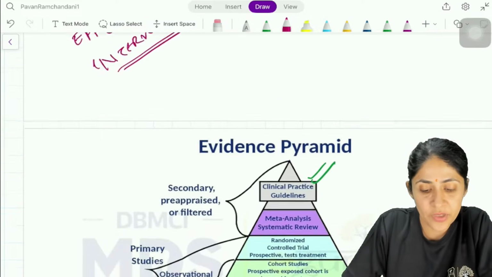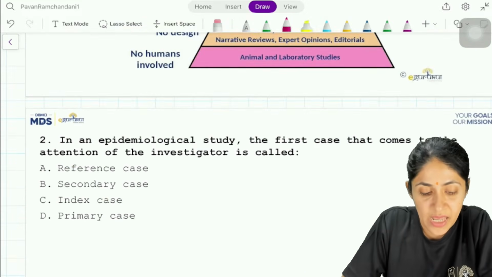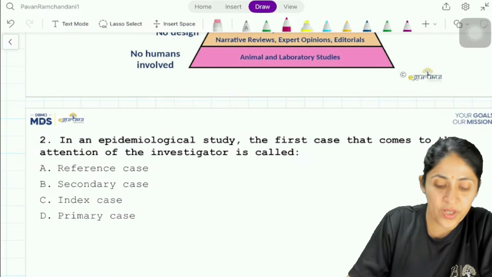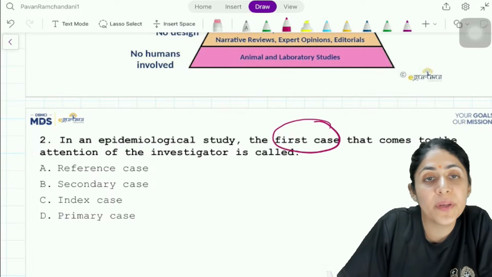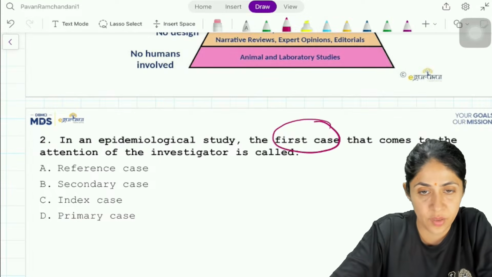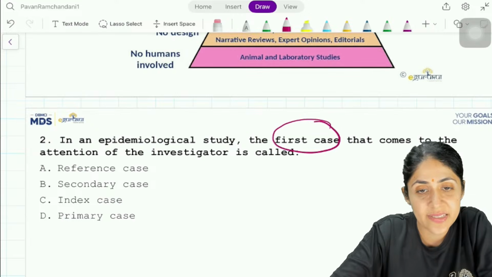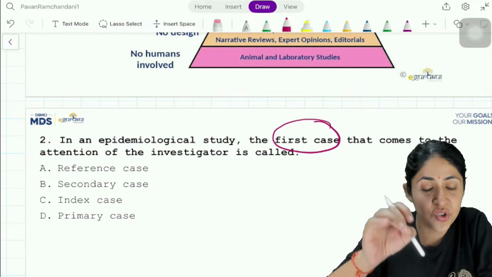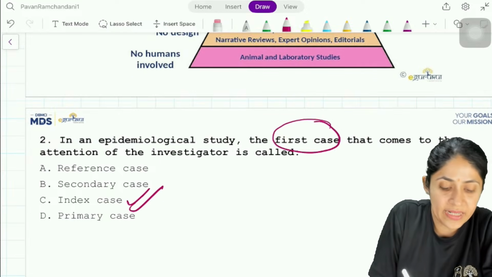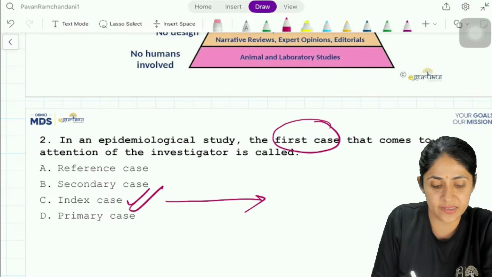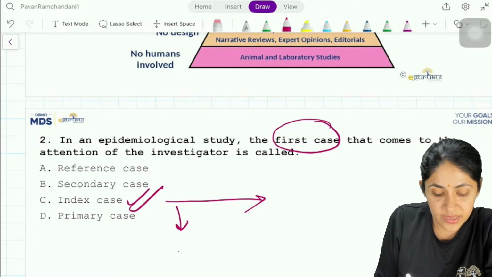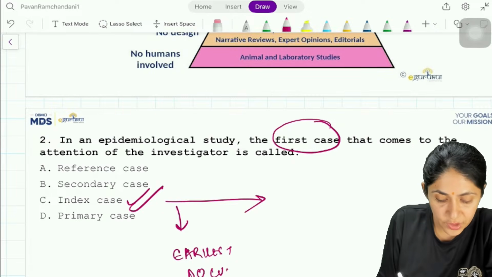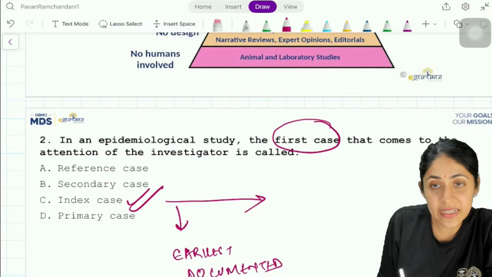Now coming to the next question, which is on an epidemiological study. When you are conducting a survey, the first case that comes to you, what is that? The first case which is first documented is the index case. The index case is the earliest documented case.